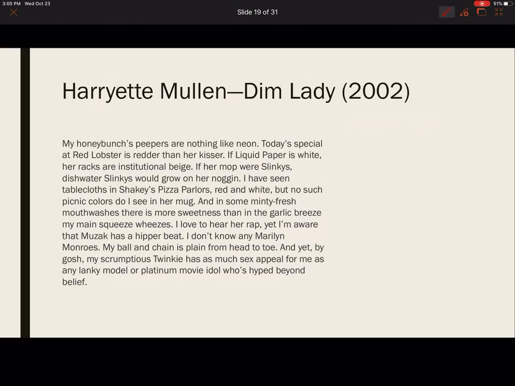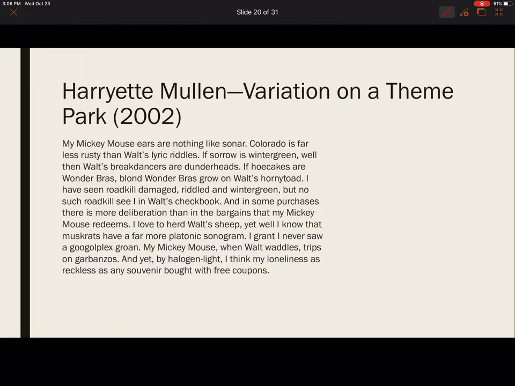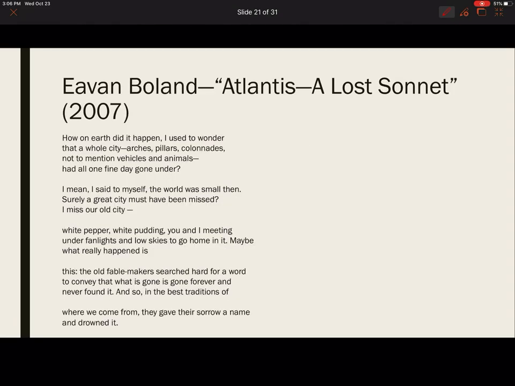Now, the next poem I'm going to show you is Harryette Mullen's Dim Lady. This is a parody of Shakespeare's Sonnet 130, but this is a prose poem. So there are no lines, but it's a translation. And so we get to ask ourselves, like, is this a sonnet or is it just a prose poem? Or is it a prose poem sonnet? Is that even possible?